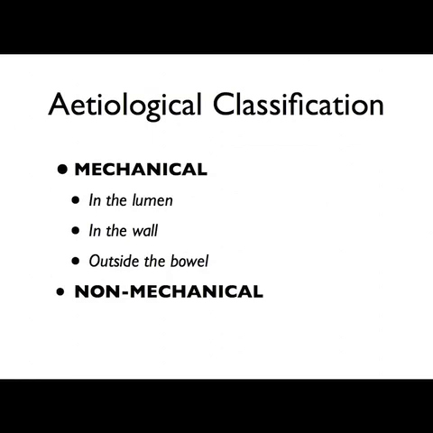Okay, etiological classification. This is a very well-known system, which we're going to talk about. That's the classification of bowel obstruction into mechanical causes and non-mechanical causes. When we think about mechanical causes, just like when we talked about the esophagus, these can be things in the lumen, in the wall, and things from outside.